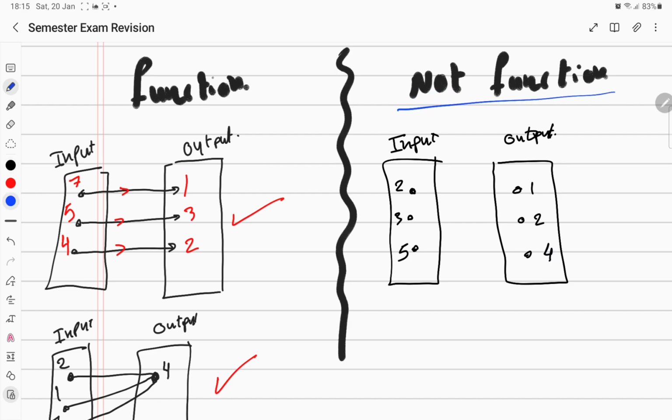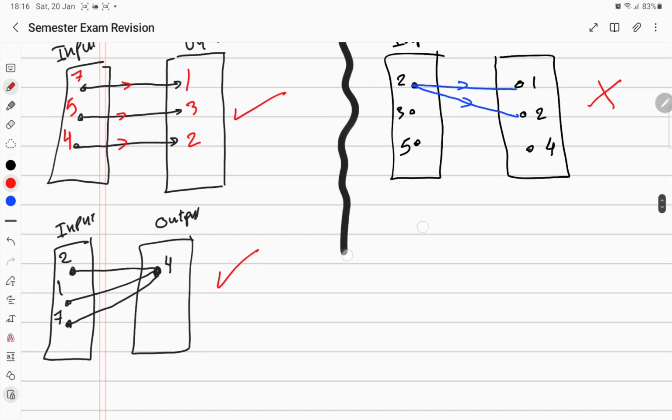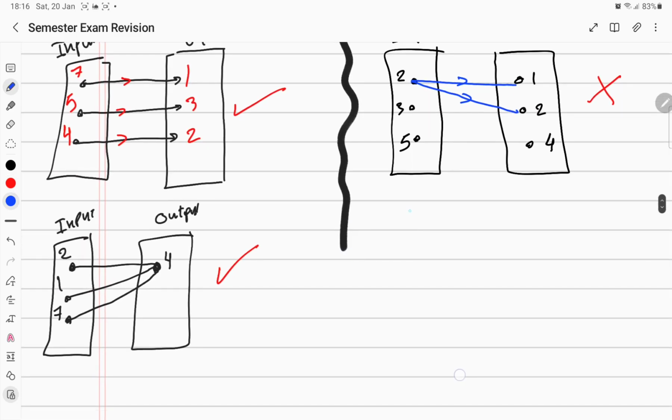In the non-function graph, the question will be looking like this. The 2 is going for 1, and it's also going for 2. So the input 2 has more than one output, so this one is not a function. Why? Because the input has more than one output. Very good. What if it is something that's looking like this?